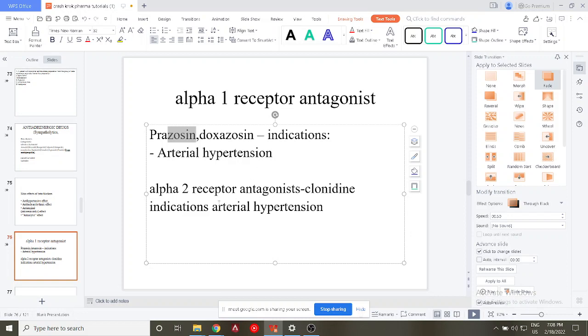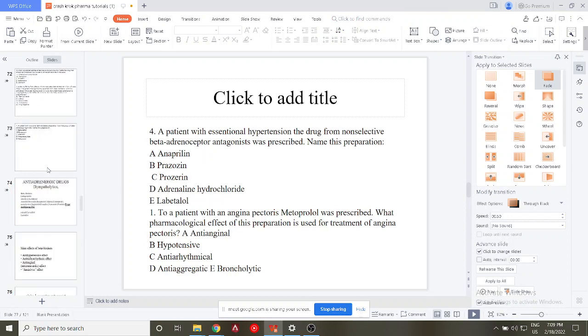Now we're going to talk about alpha 2 receptor agonists. The main one here is clonidine, and it can also be used to treat arterial hypertension. Remember, we had a question earlier that said a patient took clonidine and alcohol. What is the effect? It was potentiation. So if you take clonidine and alcohol, it's going to have a potentiating effect, causing severe hypotension. Take note.